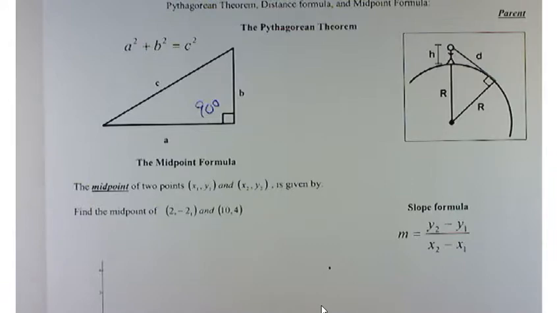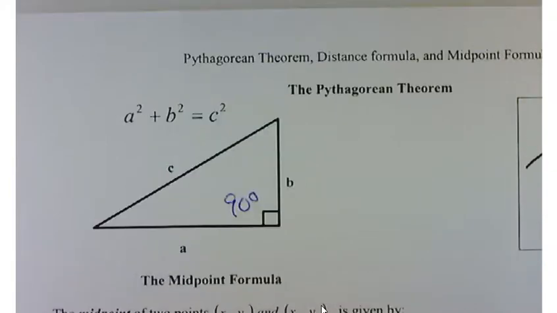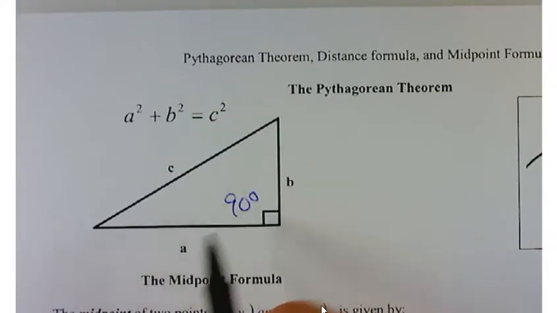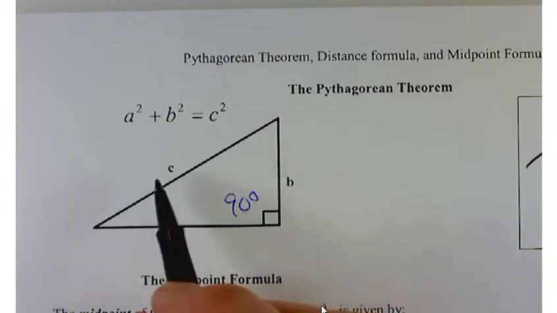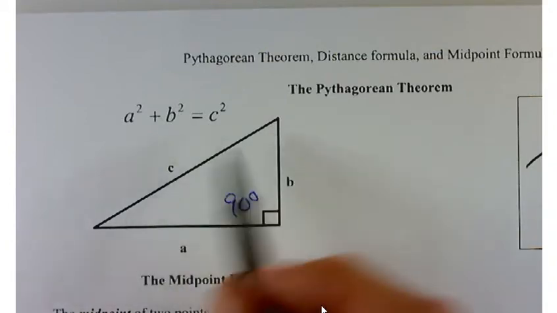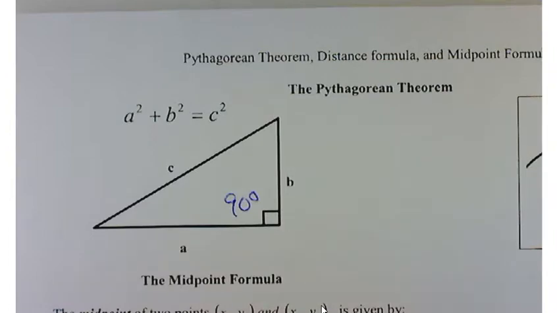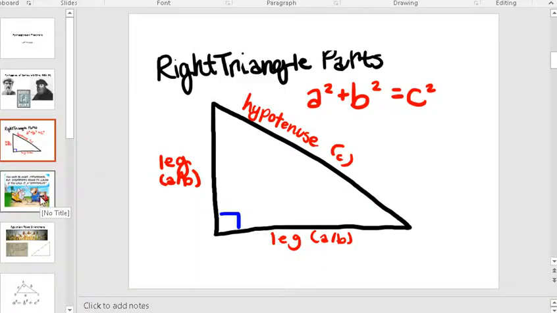Now, if you do have a right triangle, then the sides of the triangle satisfy this relationship: A squared plus B squared equals C squared. Now, side C is opposite your 90-degree angle. And that has a special name. Does anyone know what that thing's called? Good. It's called the hypotenuse.